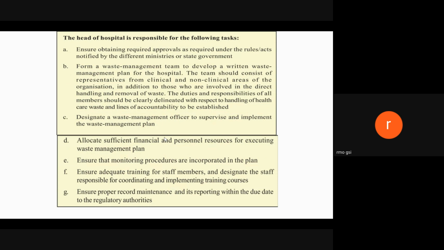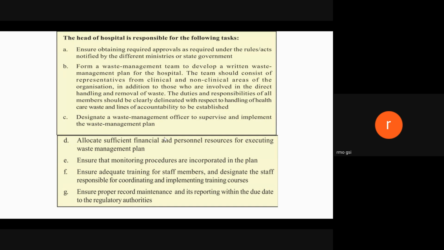The administrative aspect, as we have already discussed. The head of the hospital is responsible for obtaining the required approvals. It is the responsibility of the head of the institute or hospital to get approval or authorization from the competent authority for the generation of waste, its temporary storage, and final disposal. The institute has to take approval for whichever kinds of waste it is generating.